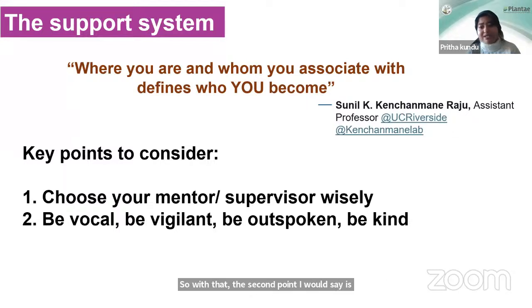Be careful of what's happening around you. If it's wrong, try to say that it's wrong. I cannot take it. I will not be able to do this. This is not done by me. And be vigilant of what's happening around. You should be aware of your surroundings. You should be outspoken. You should be able to say what you want to say.